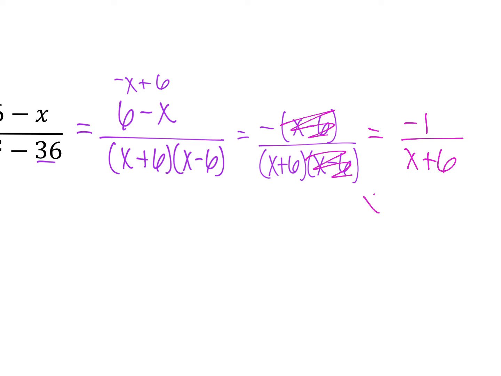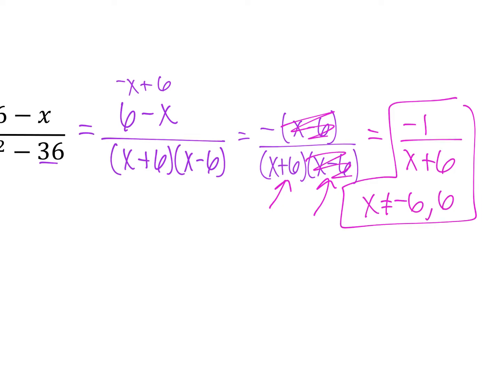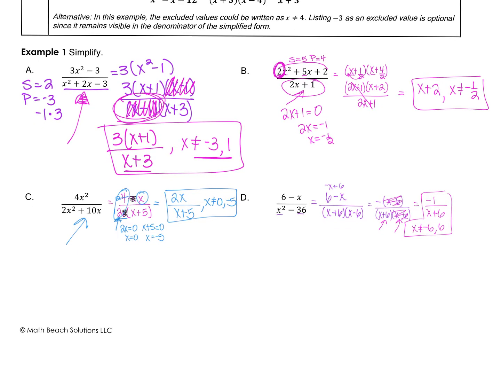Now don't forget x cannot equal negative 6 here and positive 6 on the other one that's already been canceled. So don't forget your excluded values there. Okay, so this is simplifying one rational expression. So you're having to factor everything if possible, and then you're just simplifying by marking things out that we have in common on top and bottom.